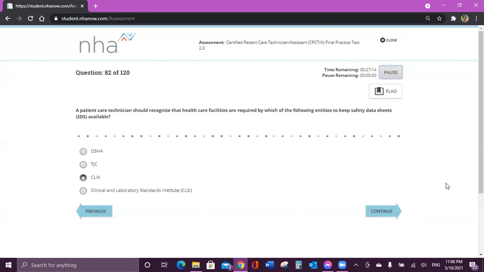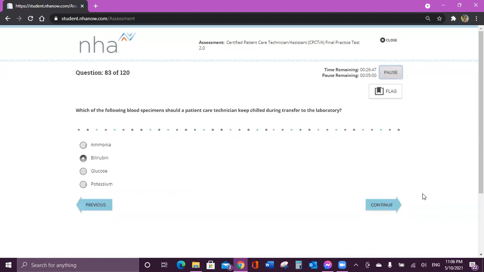A patient care technician should recognize that healthcare facilities are required by which of the following is essential to keep safety data sheets available. Clear, maybe. Which of the following blood specimens should a patient care technician keep chilled during transportation to the laboratory?